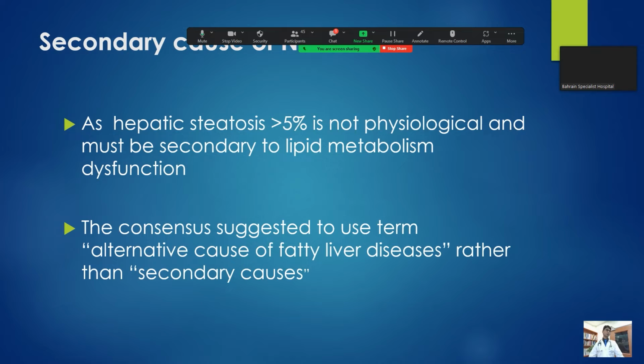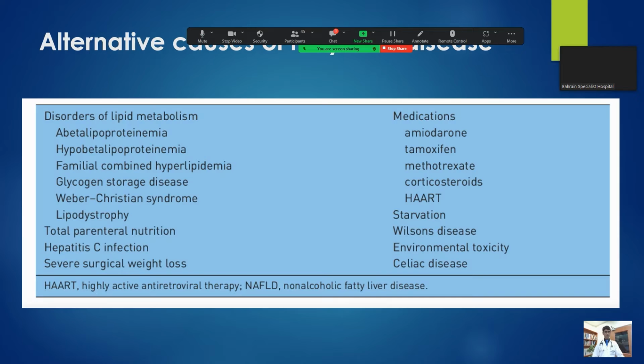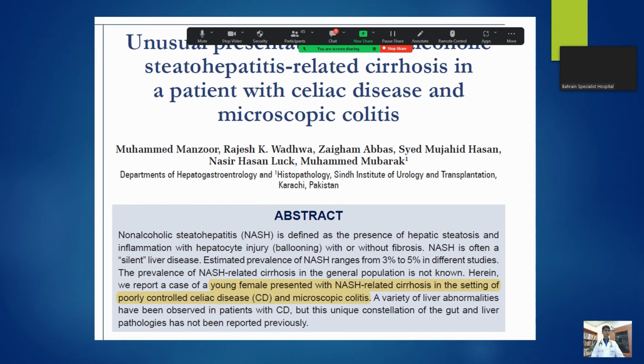There's a concept where we always call some diseases secondary causes, like rapid weight loss, bariatric surgery, and lipid metabolic disorders can lead to fatty liver disease. Among these lists, rather than secondary, we should say alternative causes of fatty liver disease. And in one case report from my previous institute, we reported a celiac disease patient with microscopic colitis who developed NASH and subsequently NASH cirrhosis.